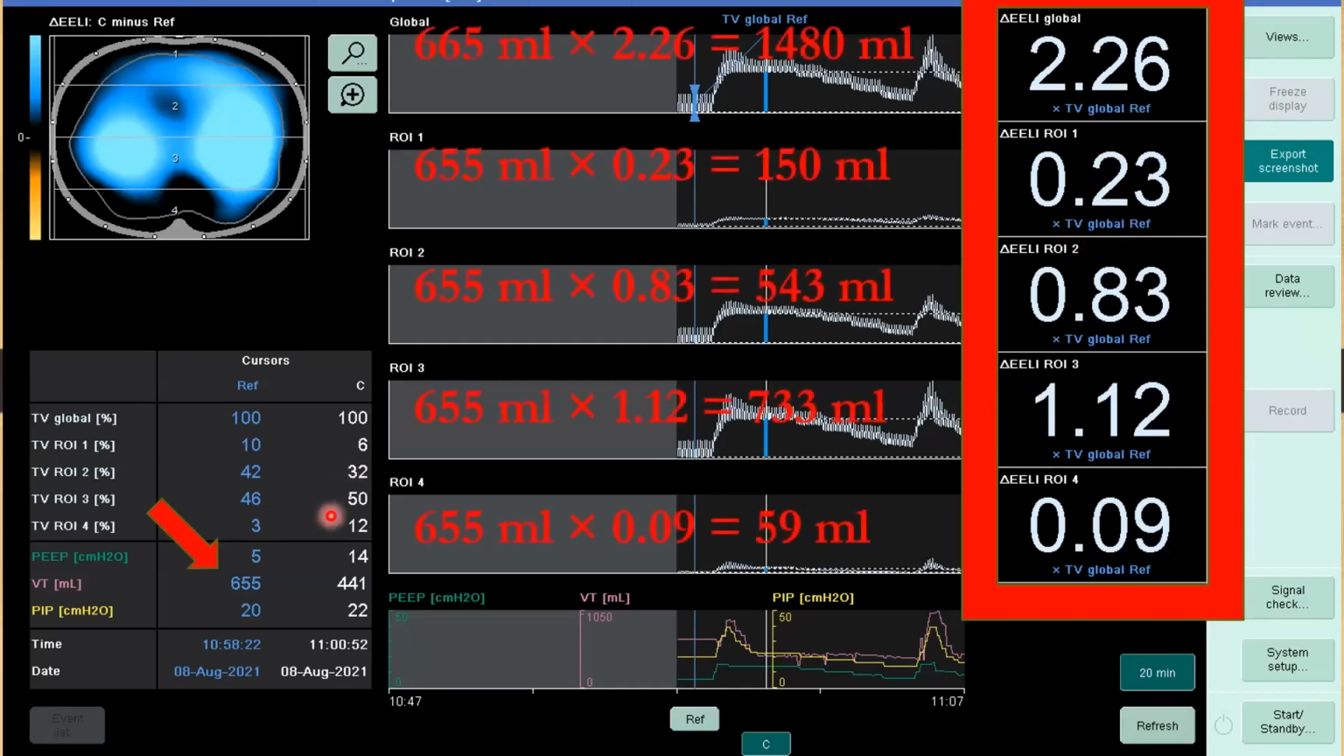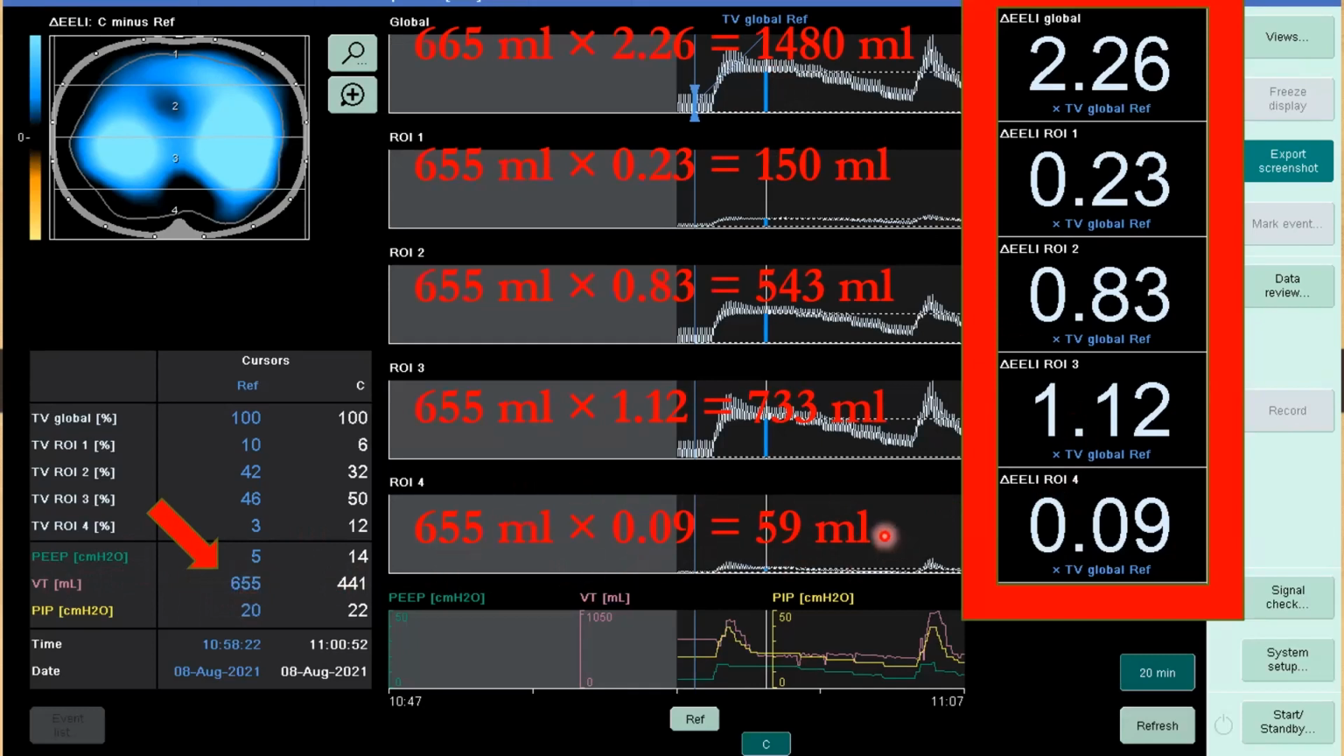So by increasing the PEEP from 5 to 14, we've been able to add 1.48 liters or 1,480 milliliters of volume at the end of expiration. And we can multiply the impedance values by the reference. And we see here that 60 milliliters at the end of expiration has been gained.